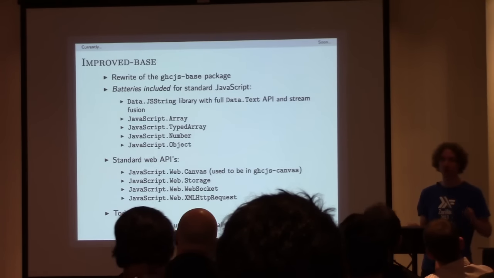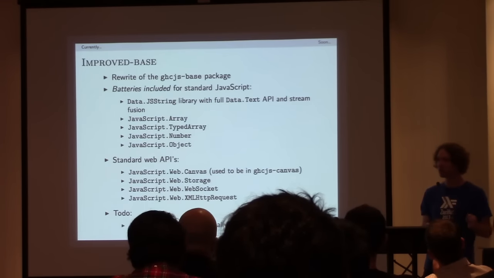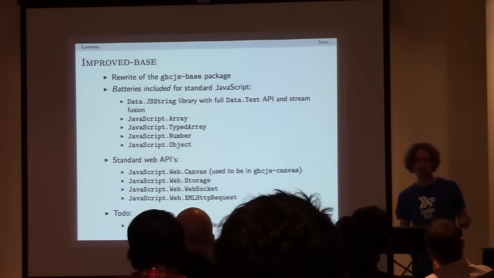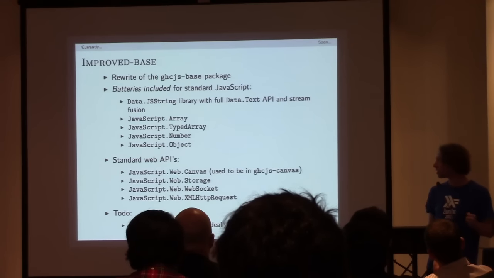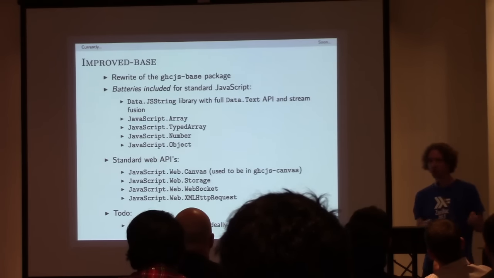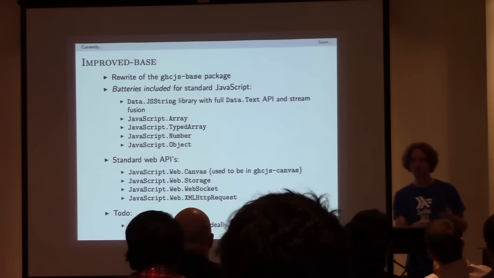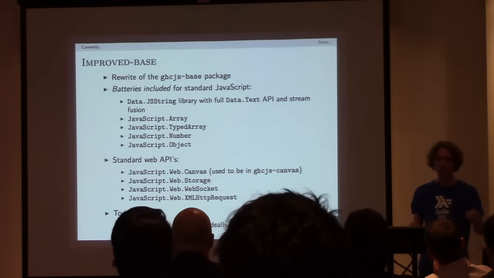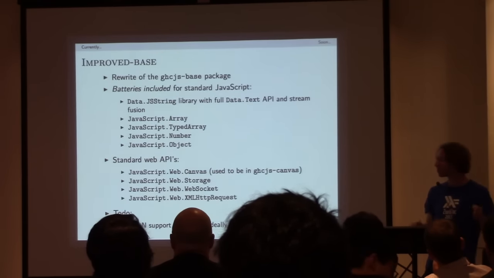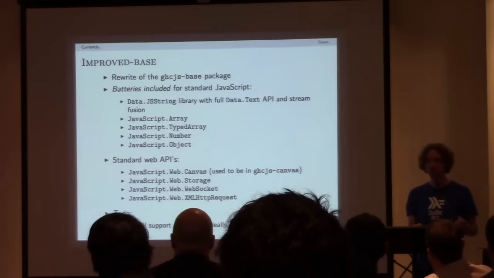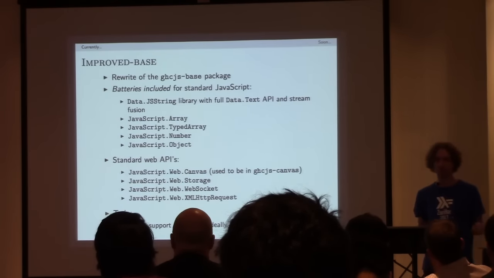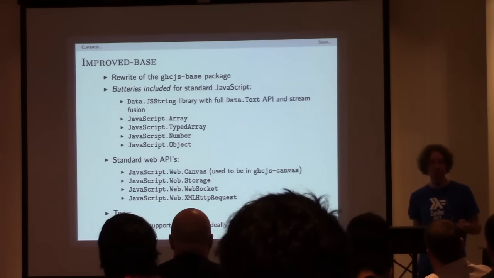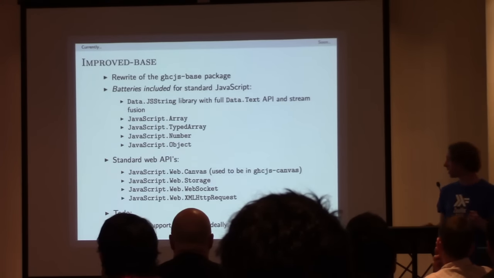You can access arrays, typed arrays, numbers and objects, since they're all a bit different from the normal Haskell types. The arrays come in ST, pure, and IO variants, depending on how exactly you use them. If you pass pure ones to JavaScript, you're not expected to mutate them, but well, that's kind of the expected thing. We also have bindings for many of the standard web APIs. Canvas used to be in a separate GHCJS Canvas package. It's now been pulled into the GHCJS base library, and many of the other things too.